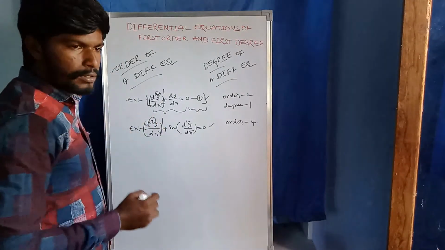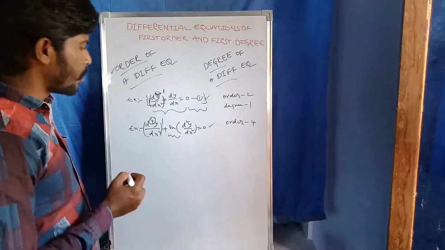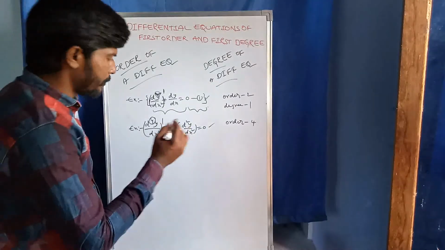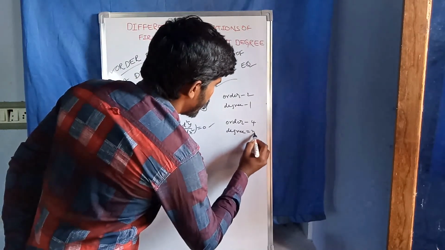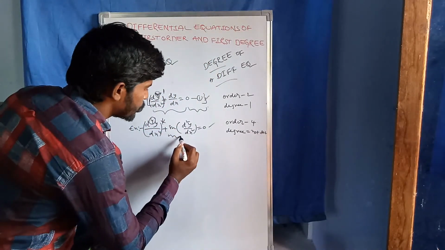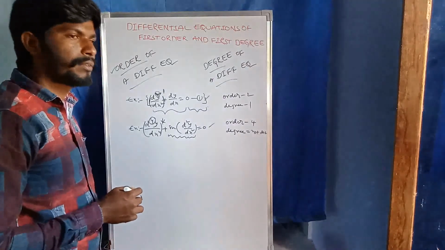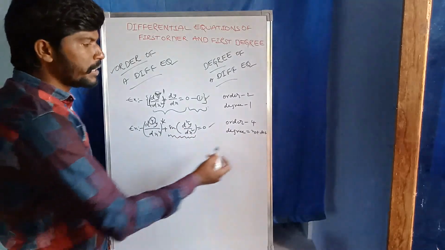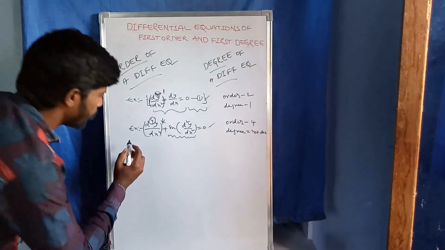So degree is 1, but in this differential equation there are trigonometric functions like sin x, cos x, so the degree is not defined. But why? The value of sin of d square y by dx square is unknown. So in this differential equation, degree is not defined.